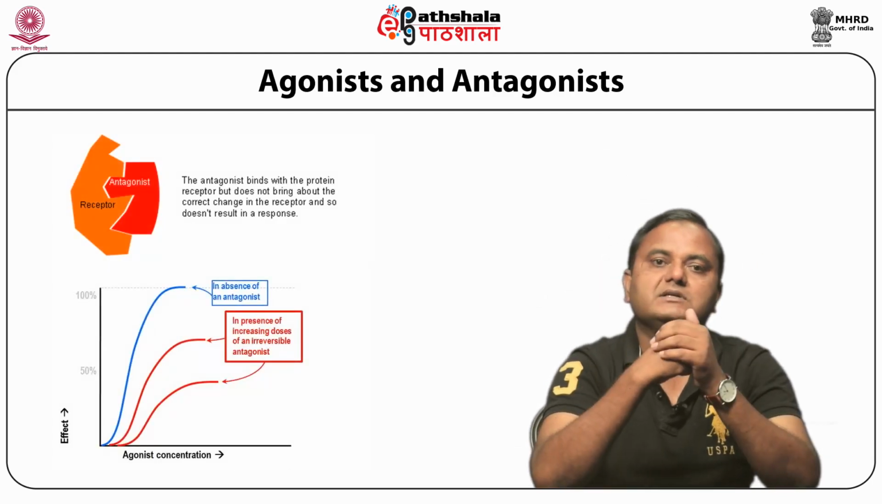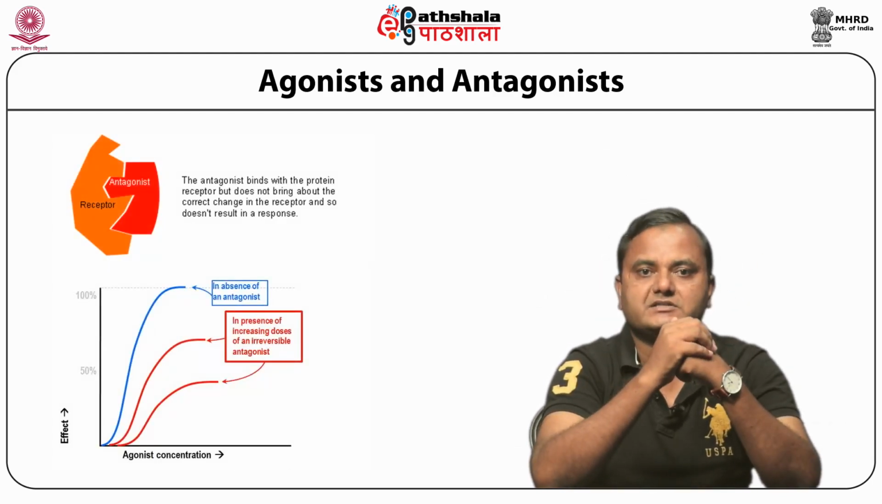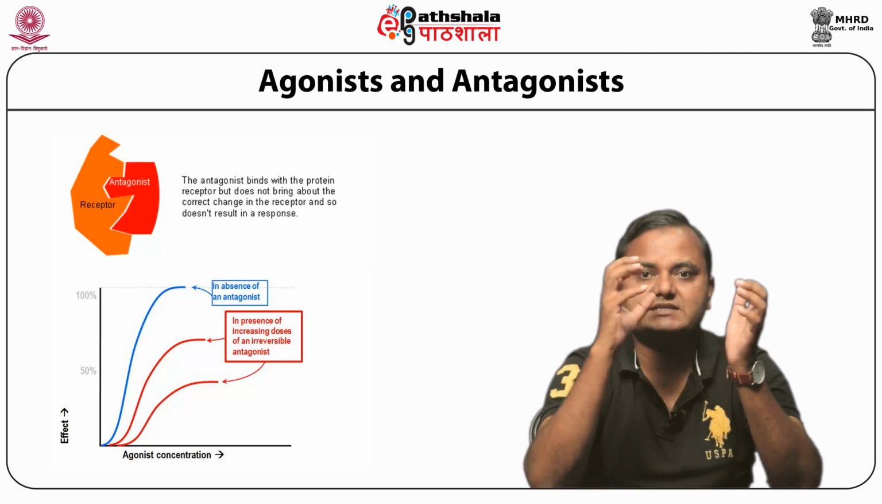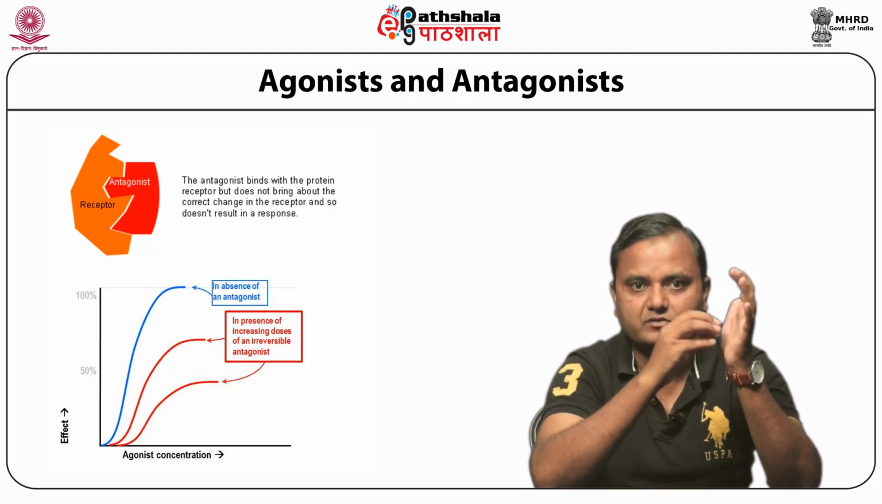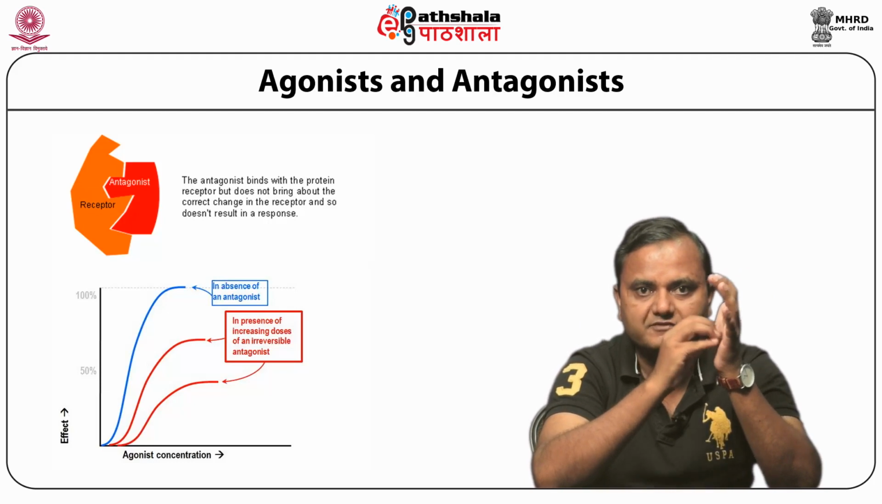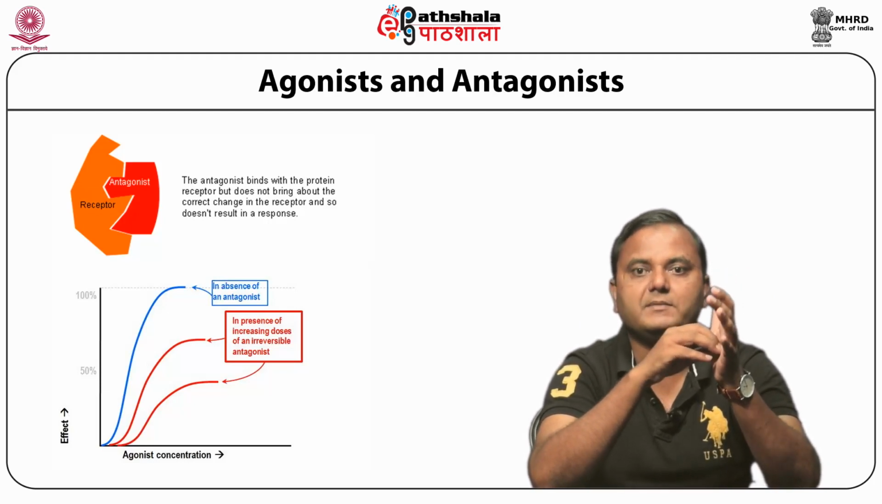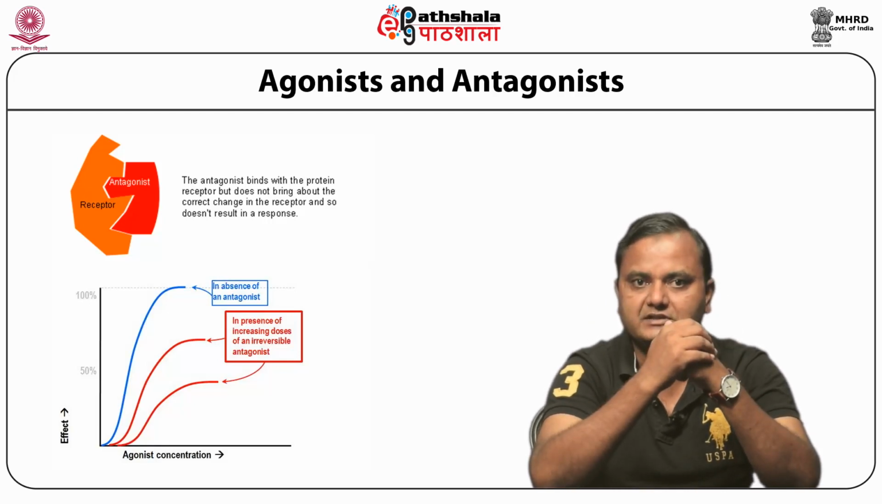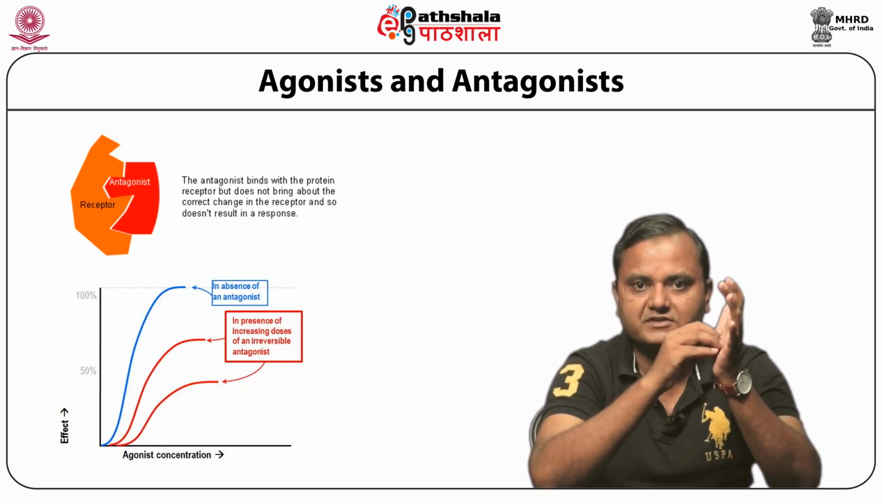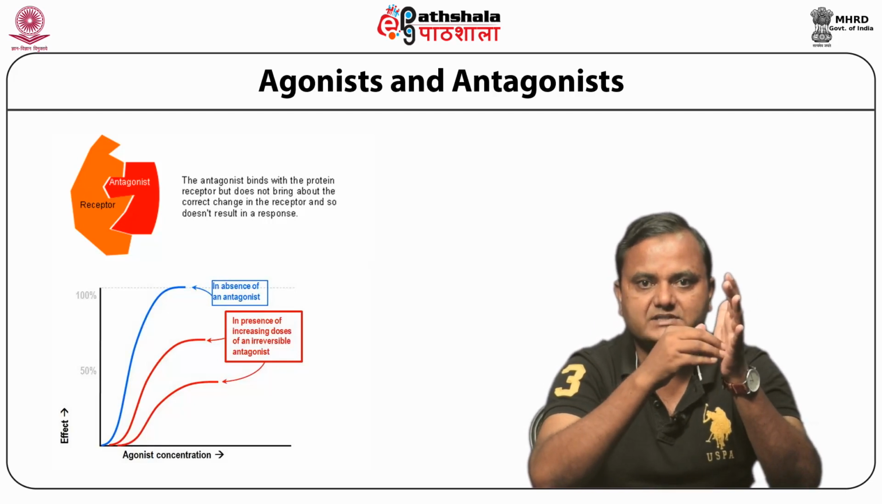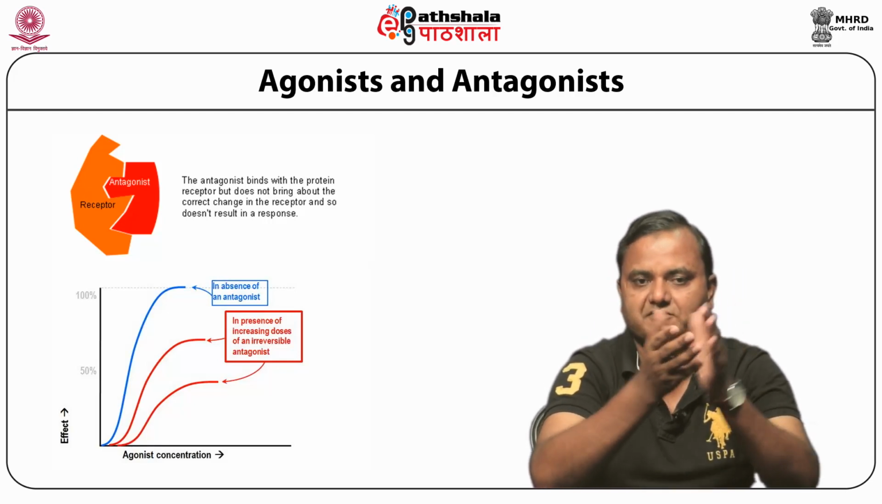Now we talk about the antagonist. An antagonist prevents receptor activation. Antagonists increase cellular function if they block the action of a substance that commonly decreases cellular function. Antagonists decrease cellular function if they block the action of a substance that normally increases cellular function.